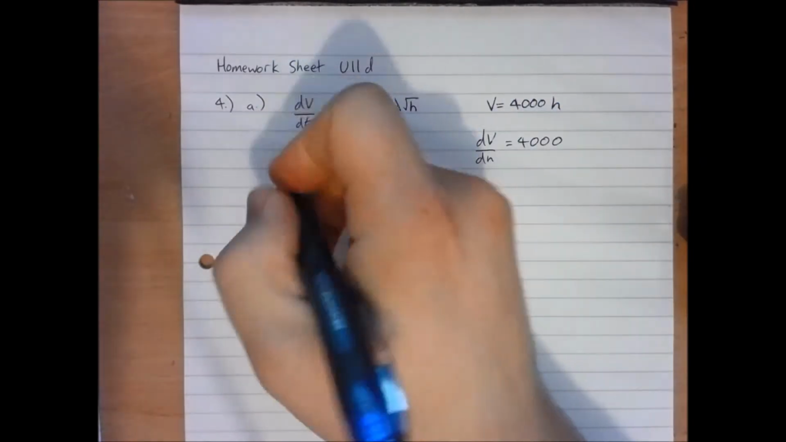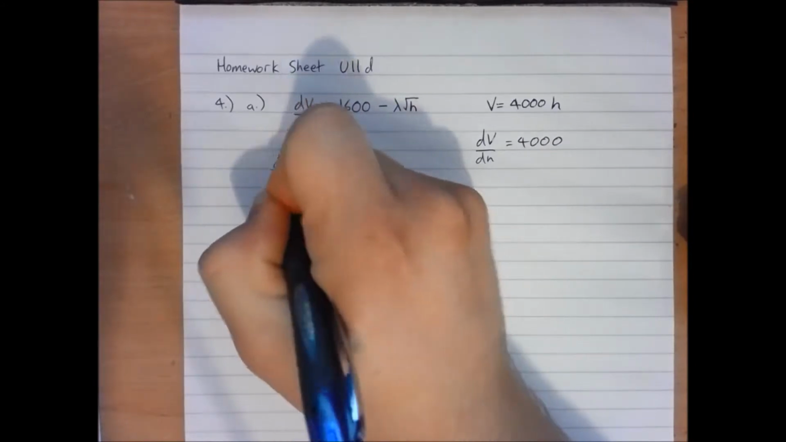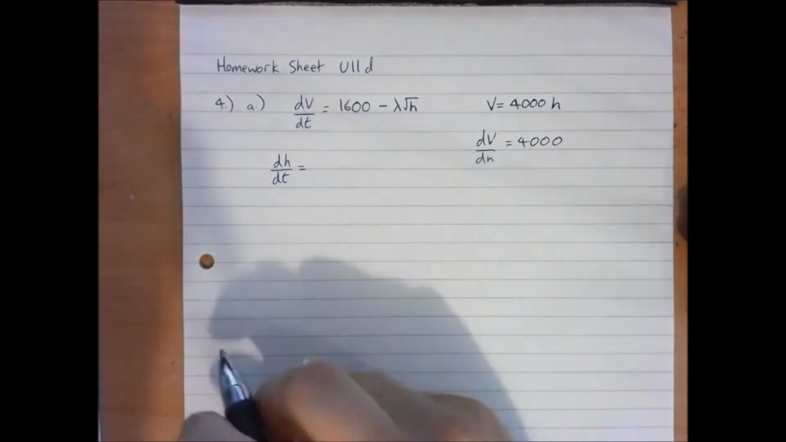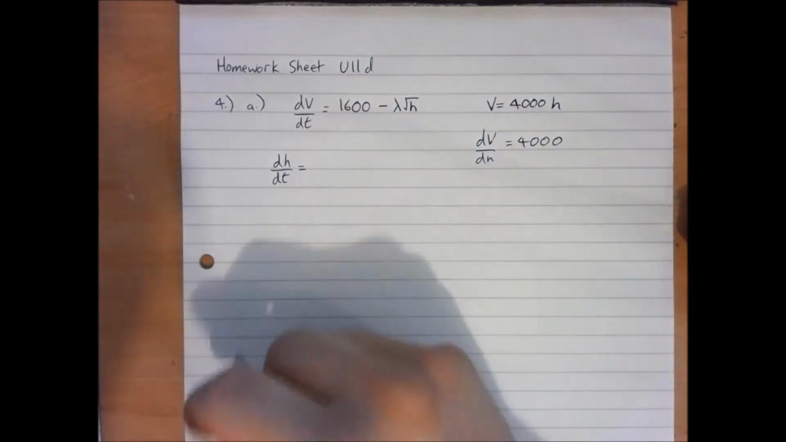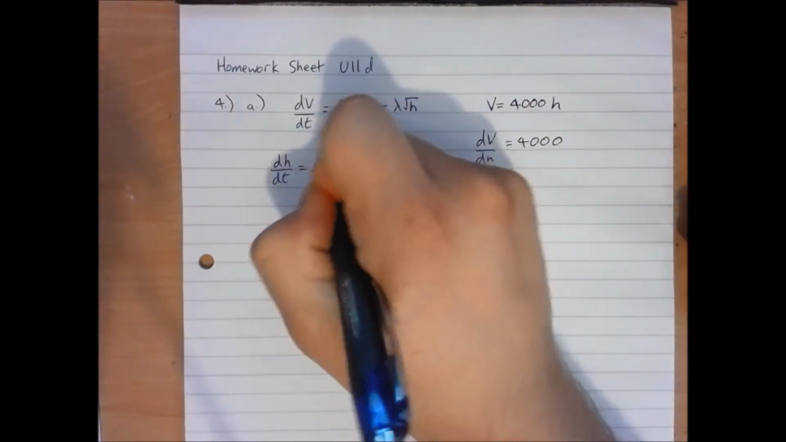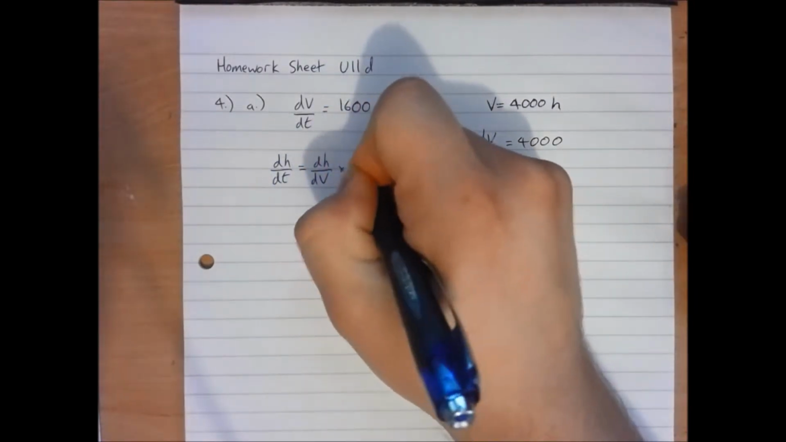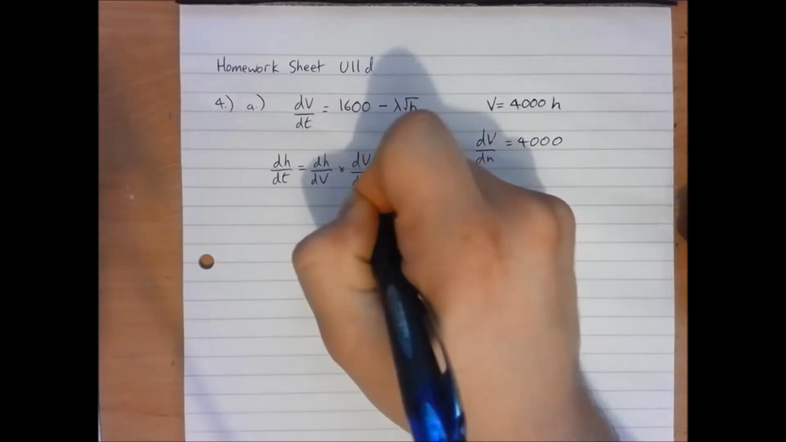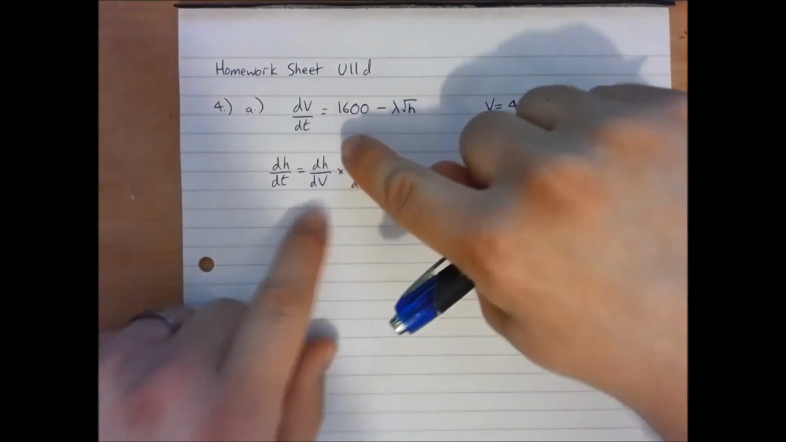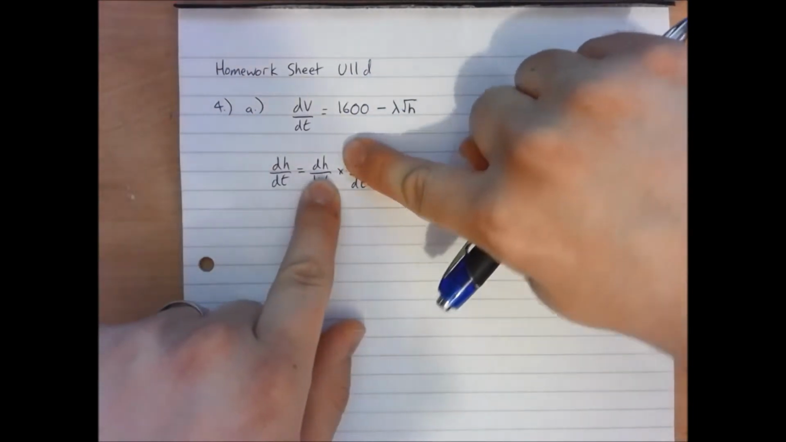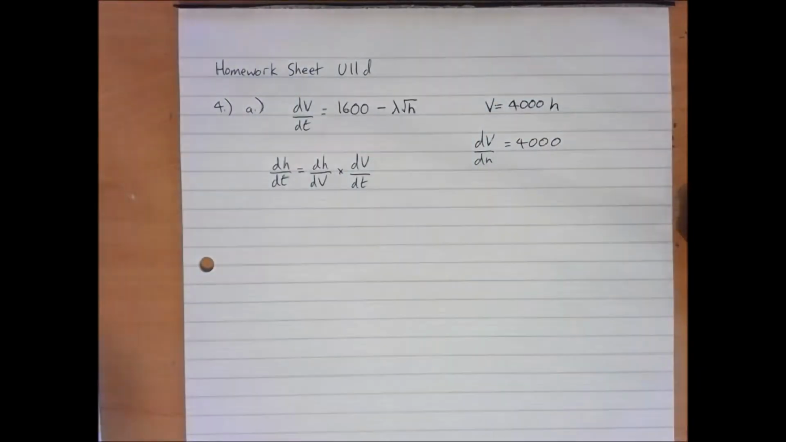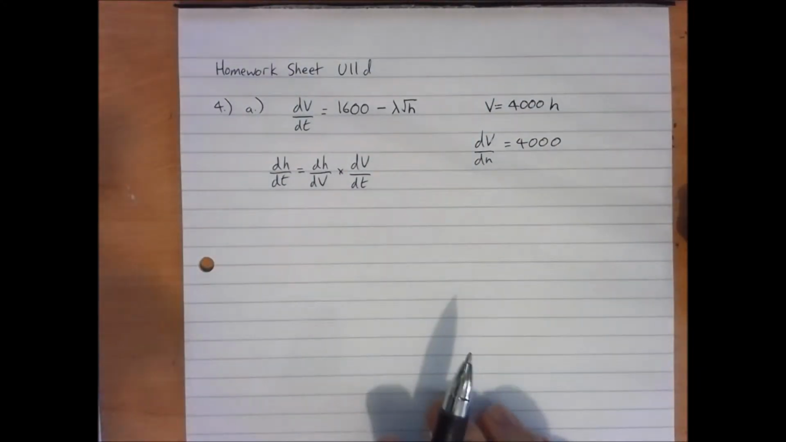Our rates of change can be connected up using the chain rule. We need to find dh dt. That is dh dV times dV dt. If we imagine that these are fractions, the two dV's can cancel each other out and we're left with the dh dt on either side that we need. They're not actually fractions, but we can pretend that they are for this purpose.